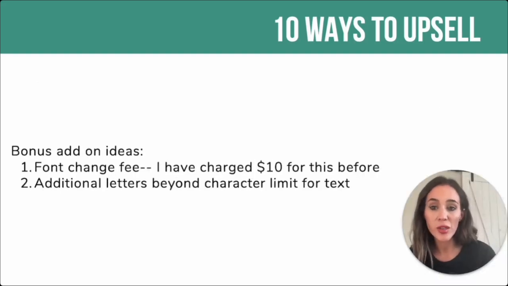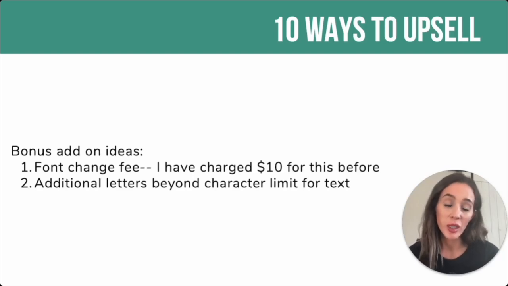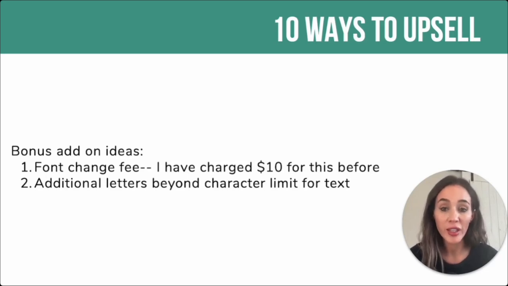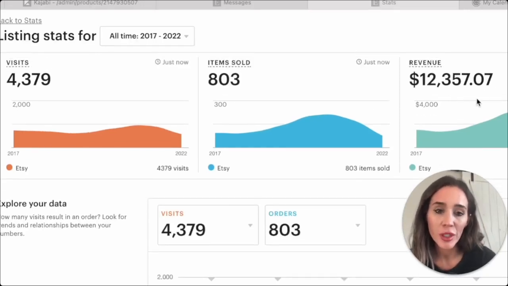Now, some bonus ideas are a font change fee. This is what I've used. I charged $10 for this before. If they want a font that's different than my default font, that's when I'm cutting out special wood signs. You can also charge for additional lettering beyond the character limit for text. I also do that. And here's my rush order fee. I just wanted to show you this. So $12,357. It's pretty good for paying for inconvenient timing of orders.